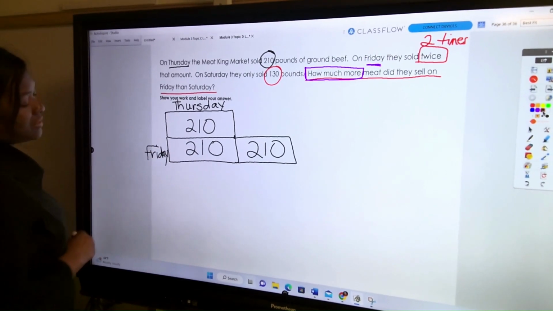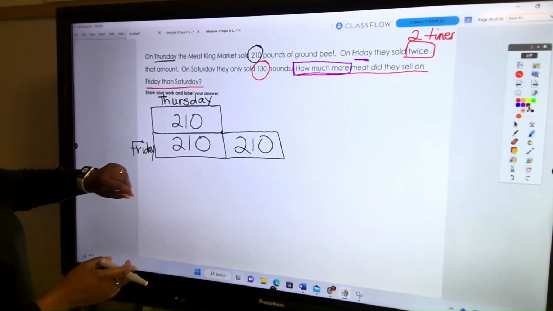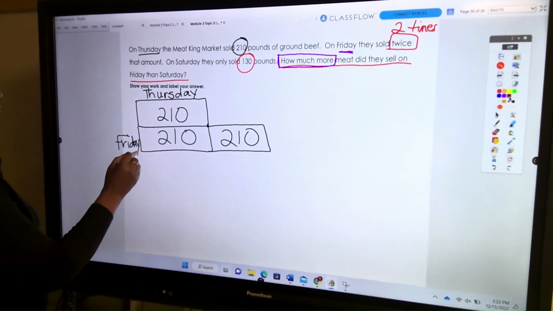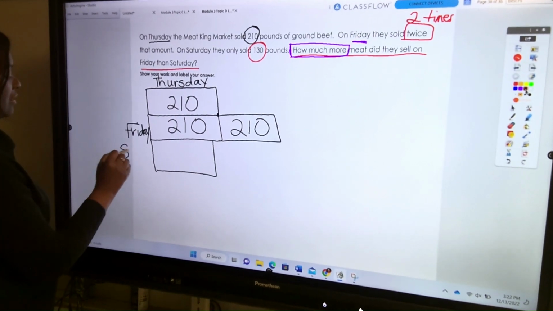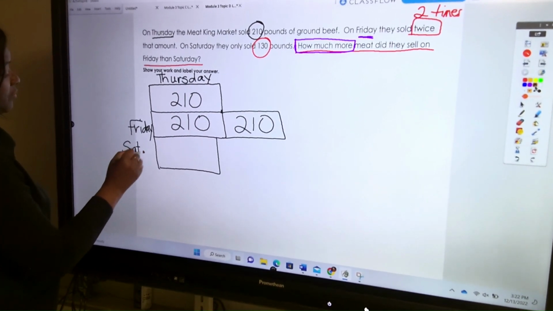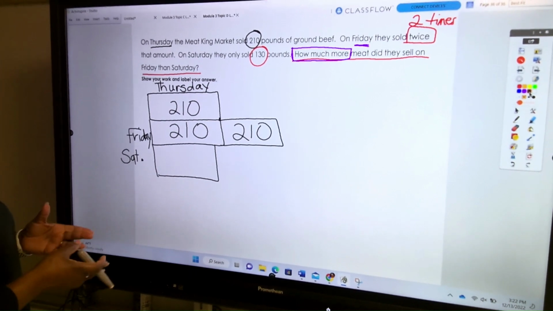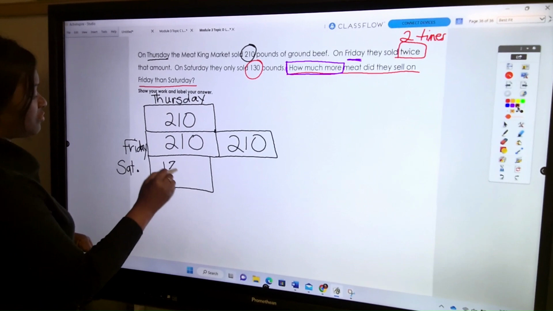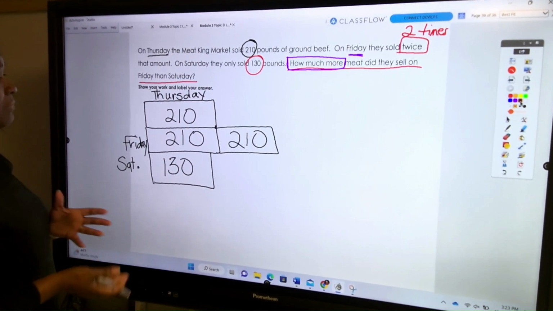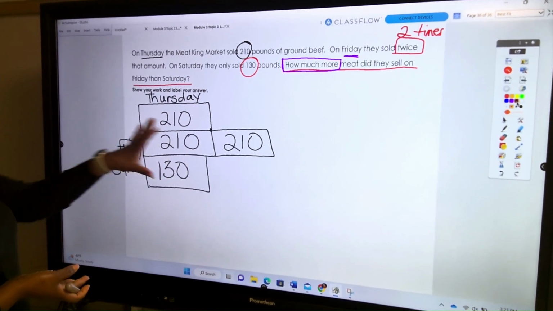And your boxes do not have to be attached or joined together. And then I'm going to put Saturday's box. And again, this doesn't have to be proportional. You're just trying to model how you're thinking. And this box has 130. So I've modeled my thinking, and now I'm going to use my model to solve.